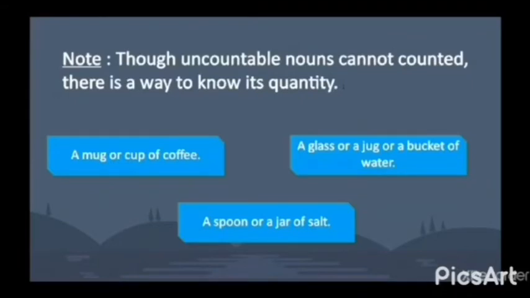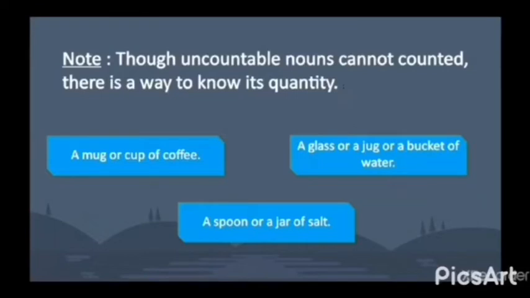Another important thing about uncountable nouns: though they cannot be counted, there is a way to know their quantity. Just as we discussed before, you can count the number of spoons of sugar you want, but you will not count the number of granules of sugar. So we have a certain way of knowing the quantity of an uncountable noun. For example, a mug or cup of coffee. I need a mug of coffee. Mom, I need a cup of coffee or a cup of tea. Then a glass or a jug or a bucket of water.